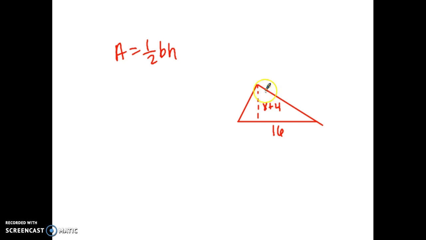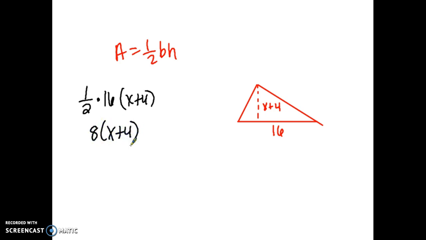Now we have a variable for the height, so we can't find the exact area, but we can write a formula to help us figure it out. We have 1/2 times the base, which is 16, times the height, which is x plus 4. So that's one expression. Something equivalent to that expression is you can multiply 1/2 times 16, which is 8, and multiply 8 by x plus 4.